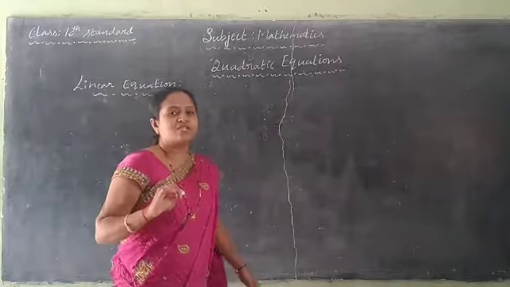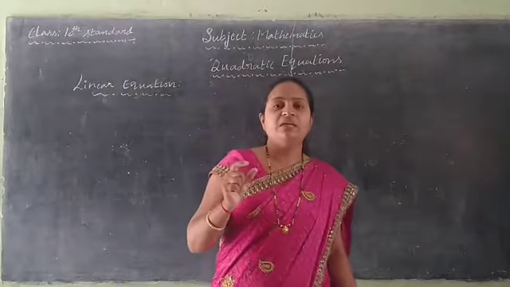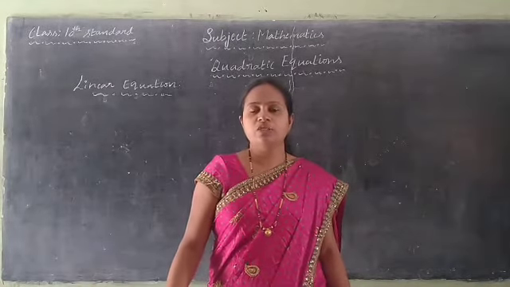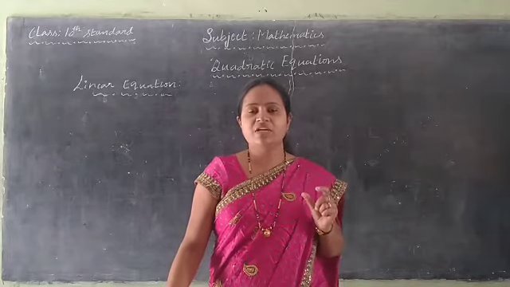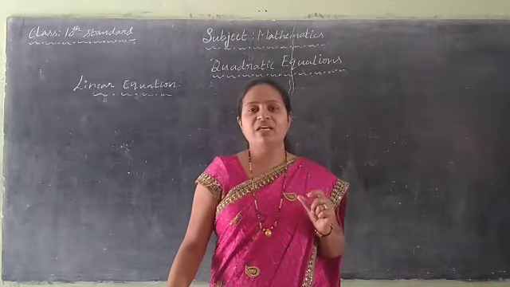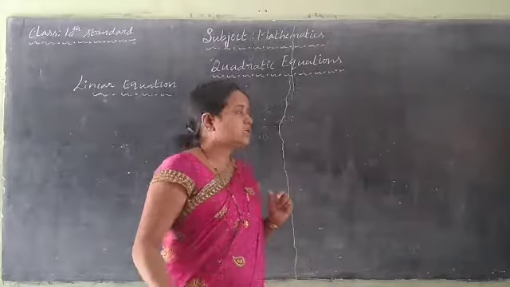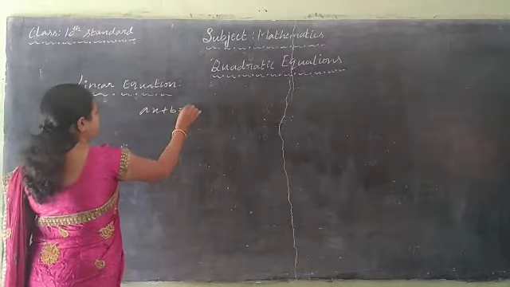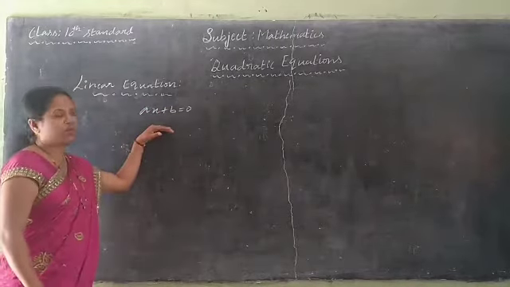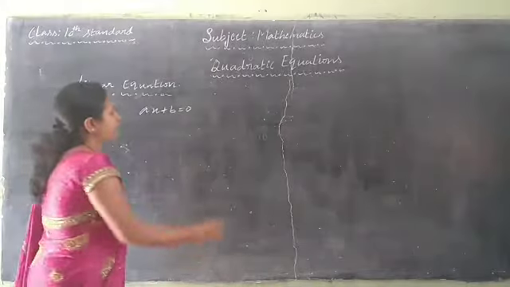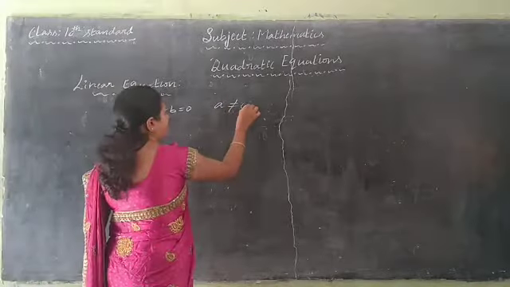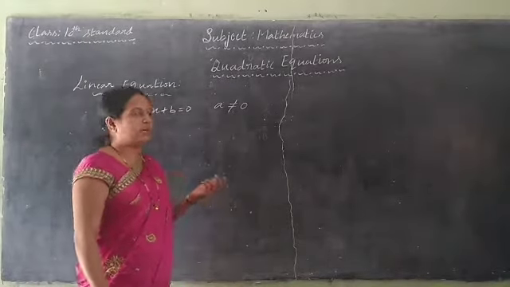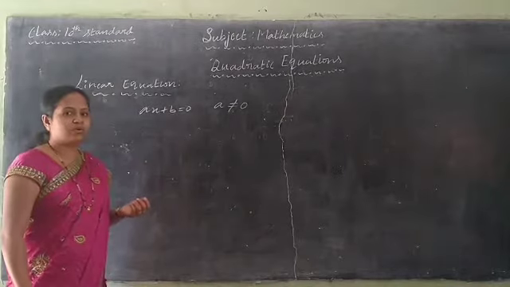Okay, linear equation means, children, it is an equation where the degree of the polynomial is always equal to 1. Understood? So, the general form of linear equation is ax plus b equals 0. This is the general form of the linear equation. Here, a should not be equal to 0, children. A should not be equal to 0 means a should be a 1, 2, 3, whatever, but it should not be equal to 0. Got it?